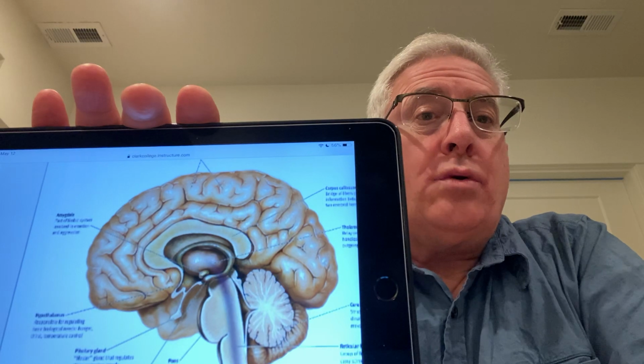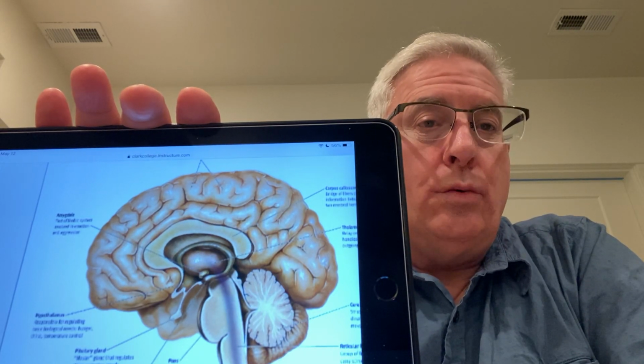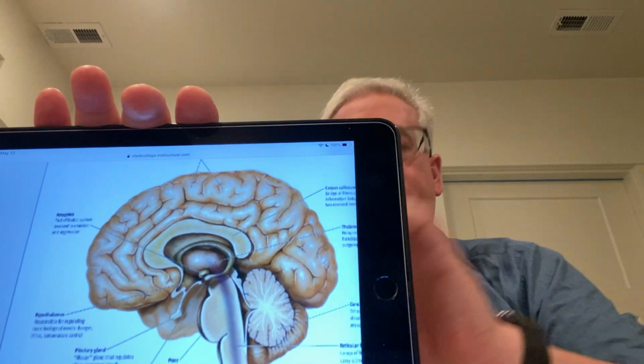The cerebral cortex is divided into 4 different lobes. Now, the term lobe refers to just different sections of the brain. I'm going to show you image 3.13 in your book. And this will show the 4 different lobes.